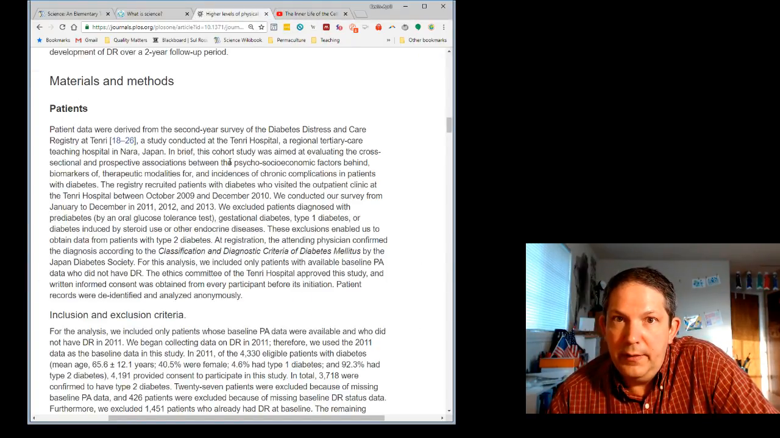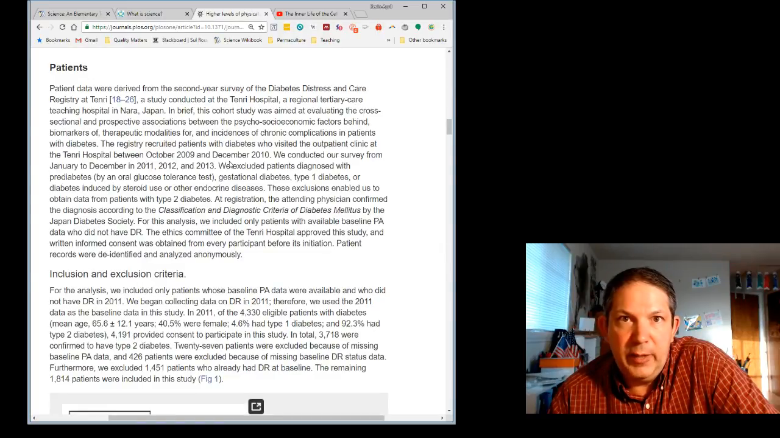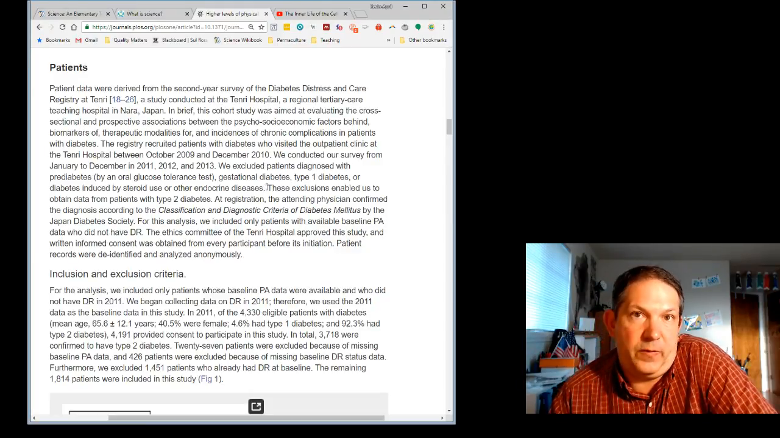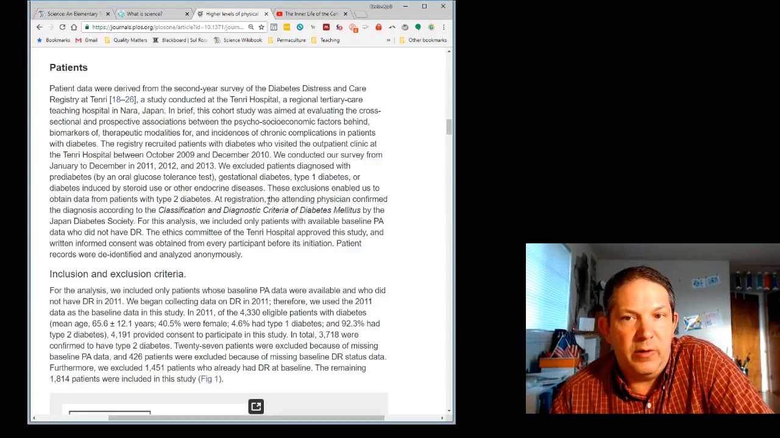So you get a lot of messiness to the data. So they selected, I just chose this one at random, so I don't know the details. It's back to the diabetic patients, but we excluded patients diagnosed with prediabetes, gestational diabetes, type 1 diabetes, or diabetes induced by steroid use or other endocrine diseases, right? So there are different types of diabetes. They wanted very specific.